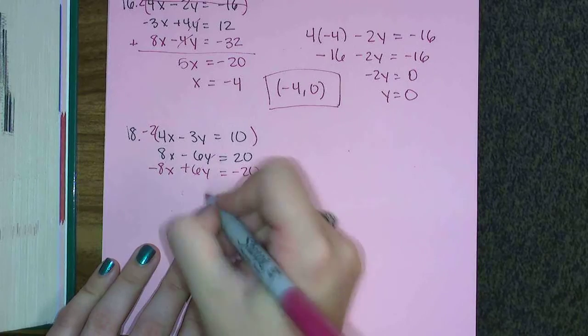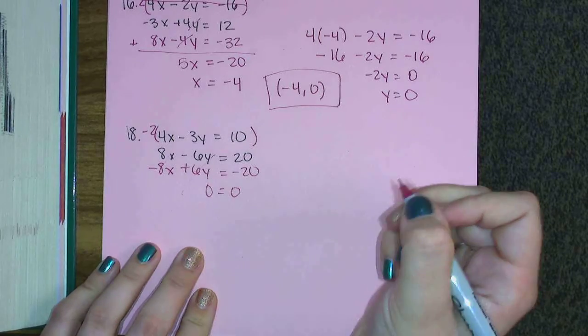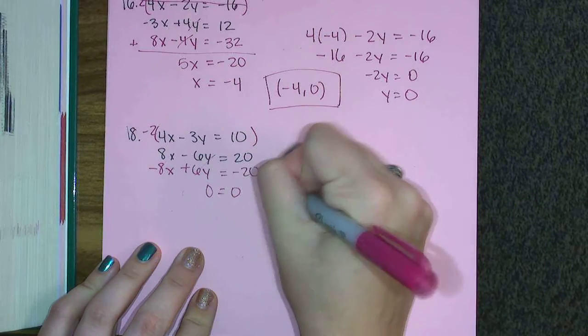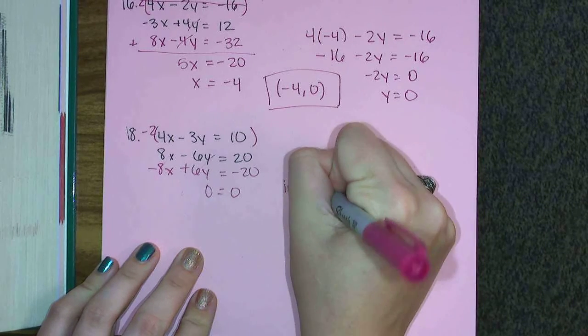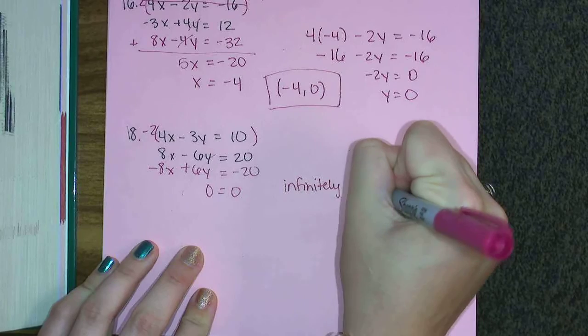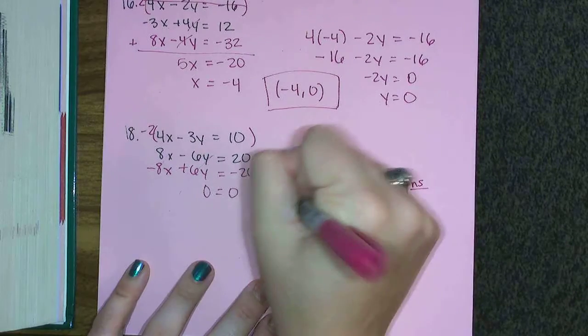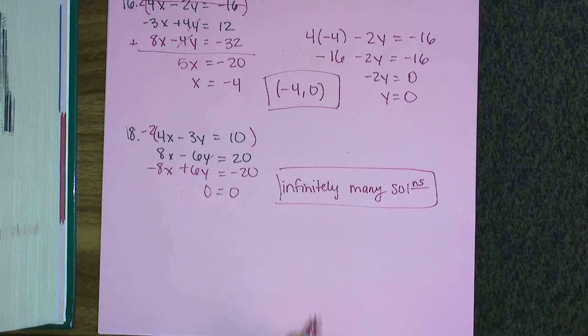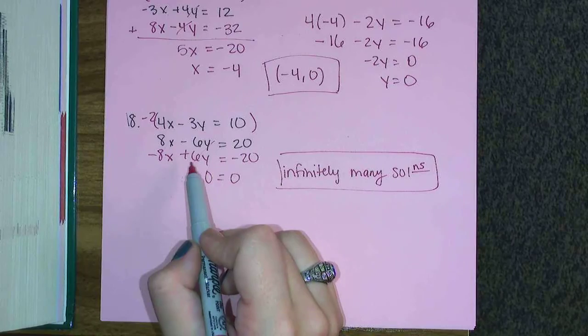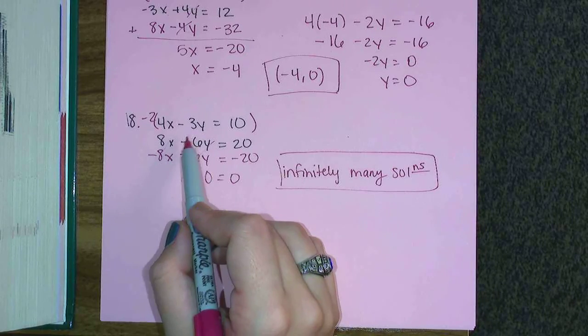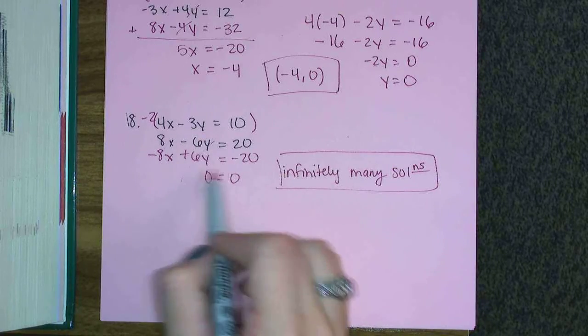Everything cancels, so I get 0 is equal to 0, which means what? Infinitely many solutions. Okay, so that would be your answer there, infinitely many. You do still have to show me this step. You can't just look at these and say, oh, infinitely many. You have to show me why here. Okay?